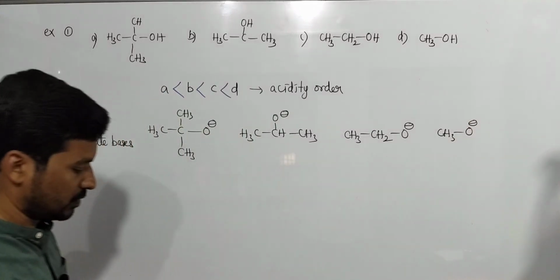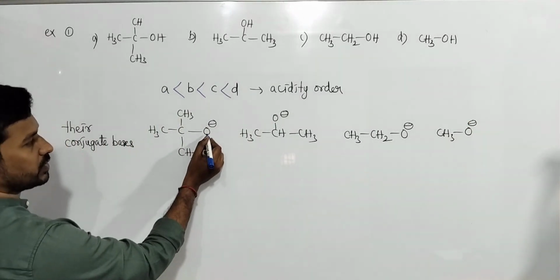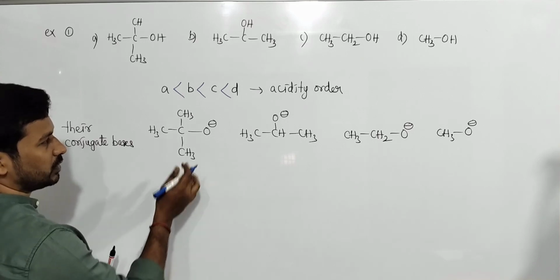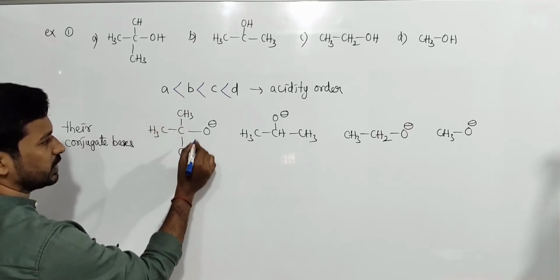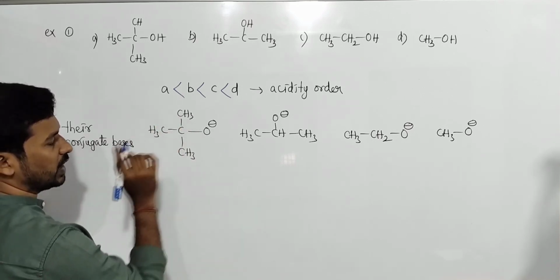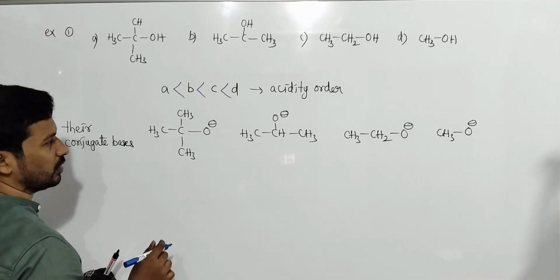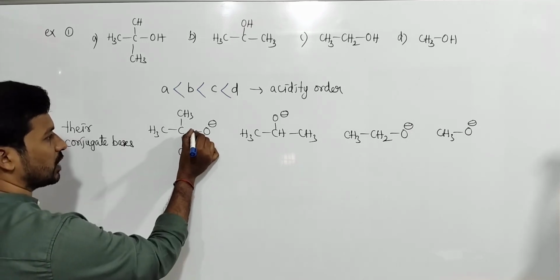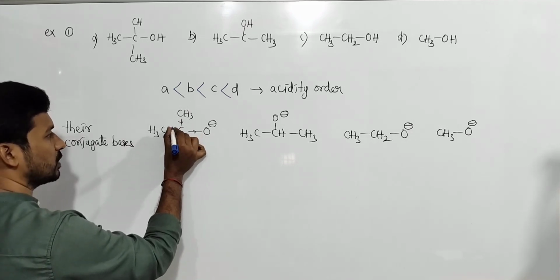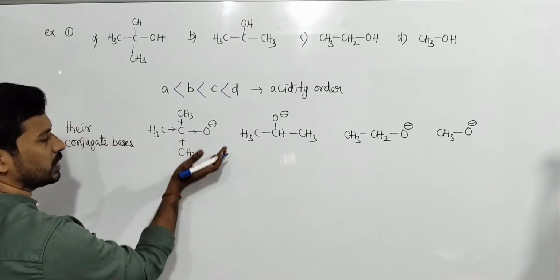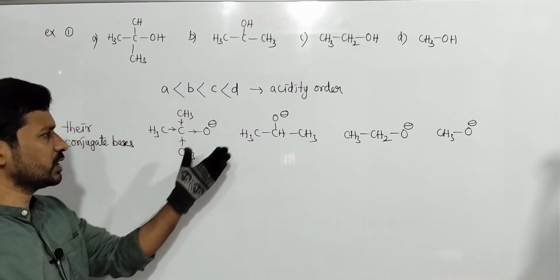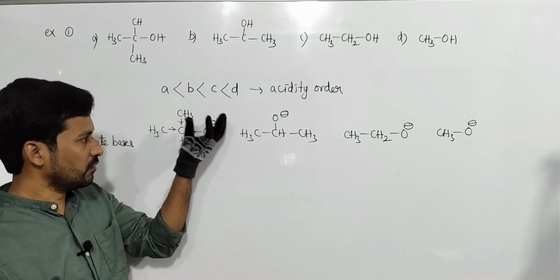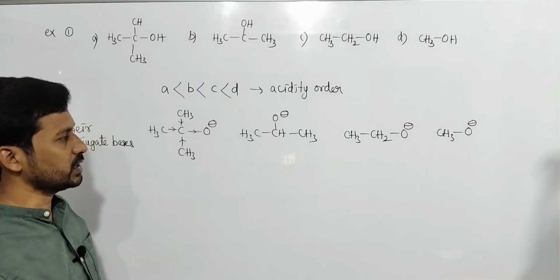Which one is stable? Anion stability and the inductive effect: these are plus I groups. Anion stability is inversely proportional. These electrons push the bond pair towards oxygen, so the magnitude of negative charge on oxygen increases. When negative charge increases, stability decreases.